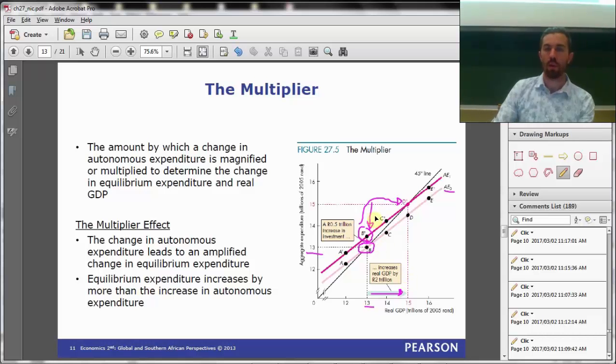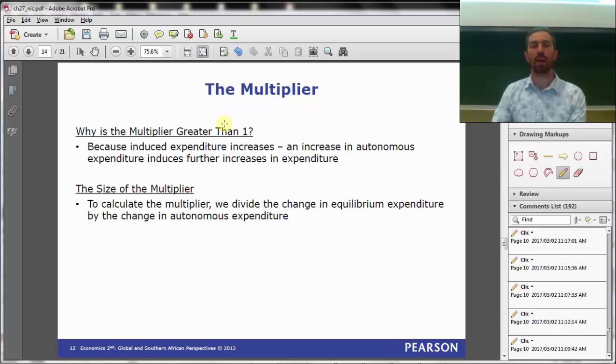Okay. Why does it do that? Through something called the multiplier. In other words, we've increased aggregate planned expenditure by a small amount, yet output has increased by a large amount. Okay? Because of the multiplier. The multiplier has a value greater than 1. Why? Because induced expenditure increases, and an increase in autonomous expenditure induces even more increases in expenditure.